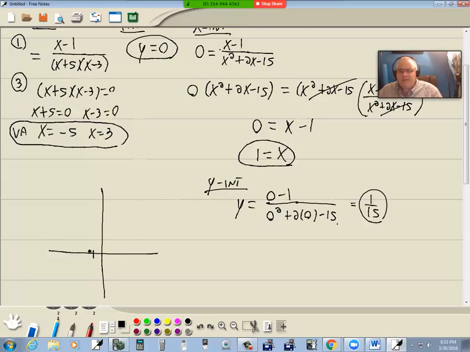Vertical asymptote, negative 5. Don't know much about this graph, but I know it skims this line at some point. X equals 3. Again, I don't know much about it, but it skims that at some point. Horizontal asymptote was y is equal to 0, which is the x-axis, so it's going to skim that at some point. Now our x-intercept was x equals 1, so it passes through here. Our y-intercept is 1/15, which is really small, probably about right here.